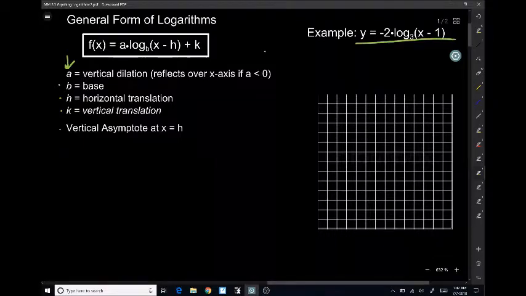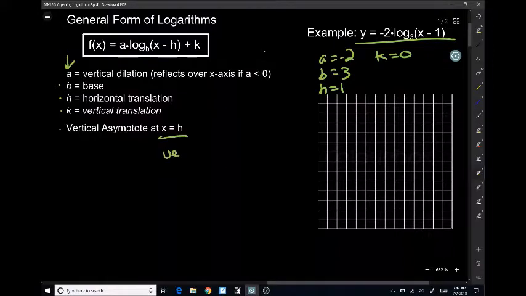So I'm going to graph this function over here as an example. Right now the a value is negative 2. The base, calling it b can be a little bit odd later on, but it's the base. The base is 3. The h value is positive 1. And the k value is 0. Well, that means there's going to be a vertical asymptote at the line x equals 1.